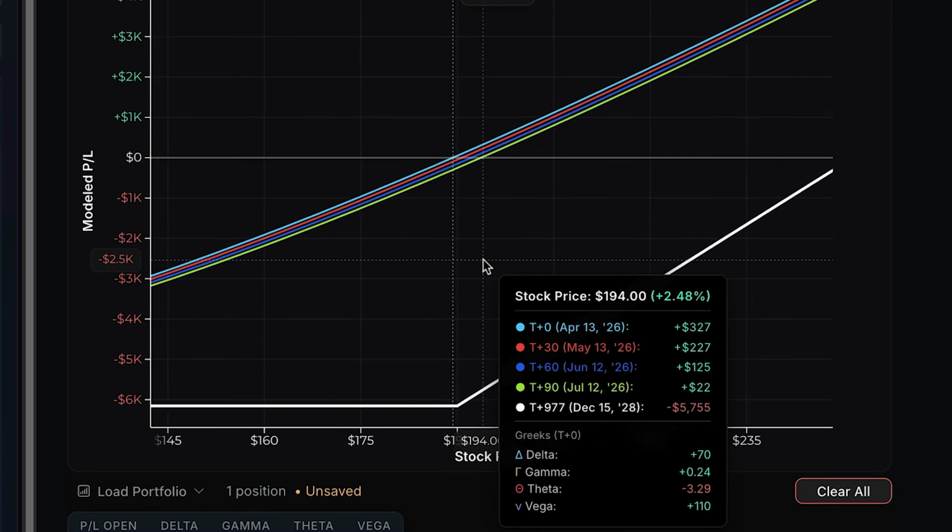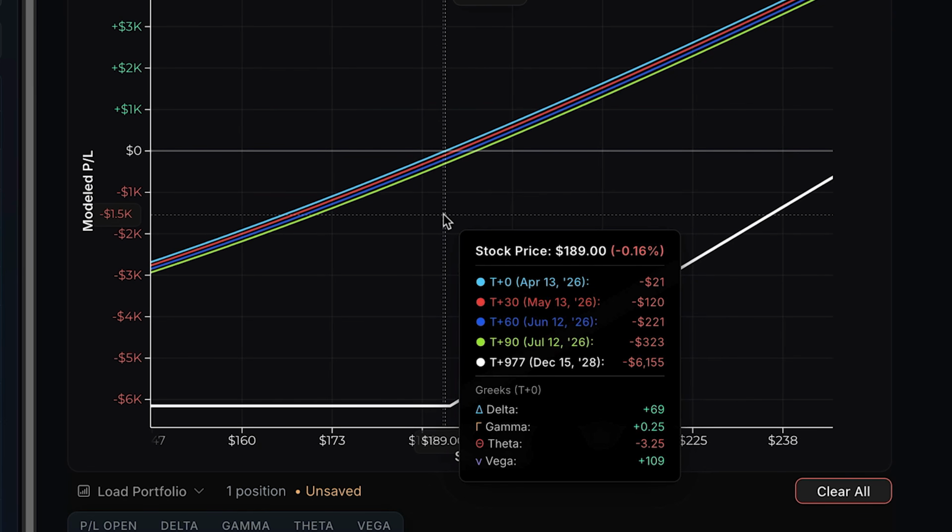If I zoom way in and hover over the stock price of 189, now we can see our estimated P&L values at 30, 60, and 90 days into the future. At 30, 60, and 90 days going forward, the position is estimated to be down $120, $221, and $323 respectively.